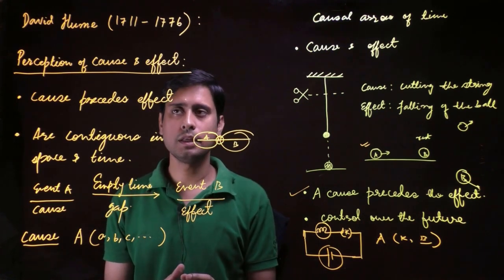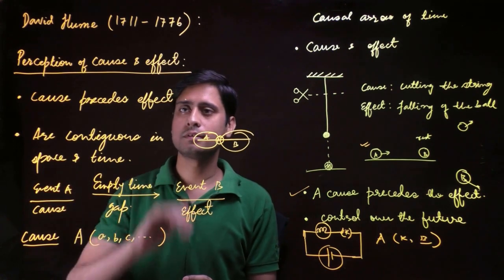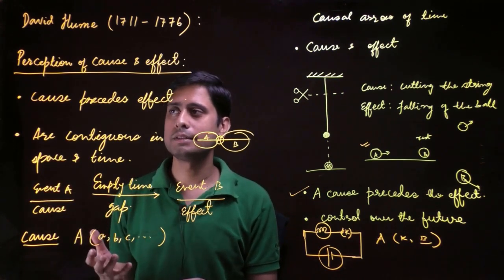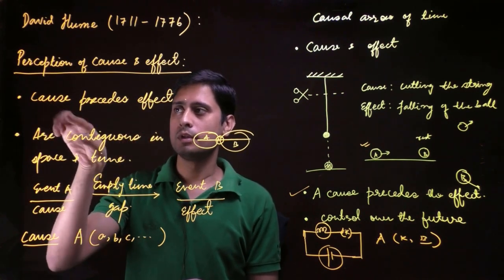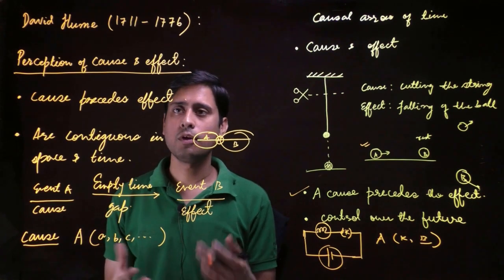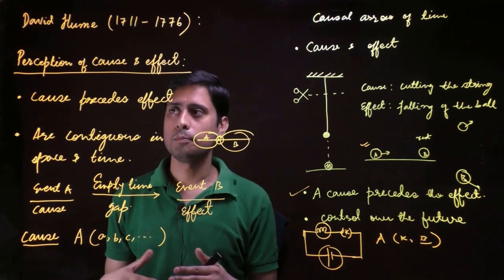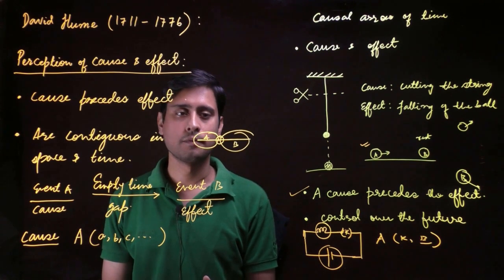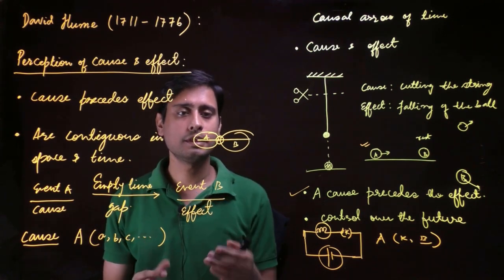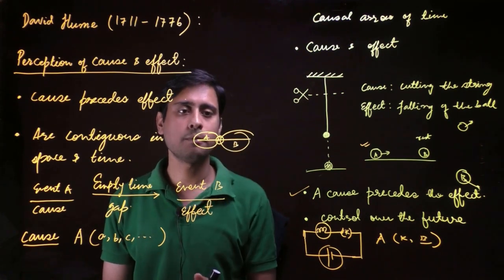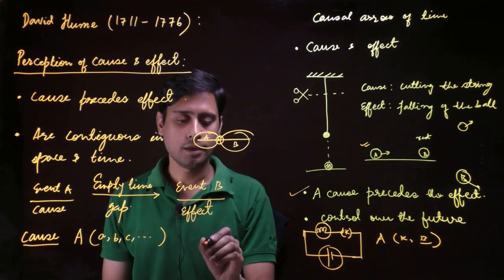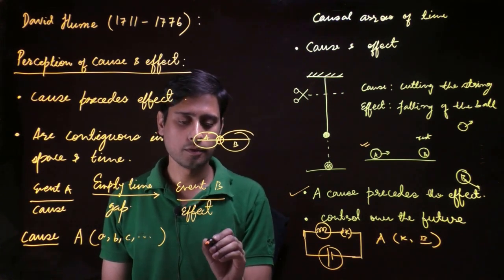So what will be the meaning of saying that cause precedes its effect? Even from the language, it seems like the cause has occurred before the effect. Cause is a priori to its effect. So we cannot say that they have occurred together. So there must be some gap, otherwise A and B have to occur at the same time. There must be some gap.